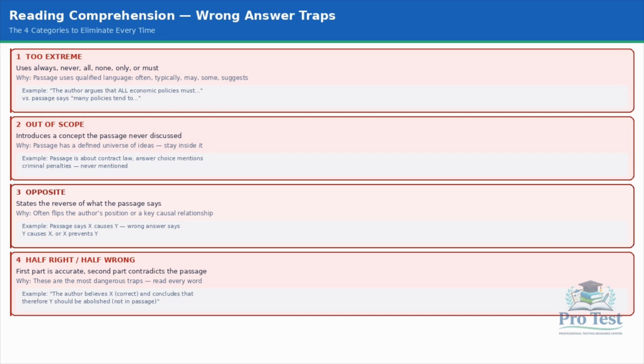The third trap is opposite. The answer states the reverse of what the passage says, often by flipping the author's position. The fourth trap is half right, half wrong. The first part of the answer is accurate, but the second part contradicts or distorts the passage. Train yourself to eliminate using these 4 categories on every question, and your accuracy will improve dramatically.